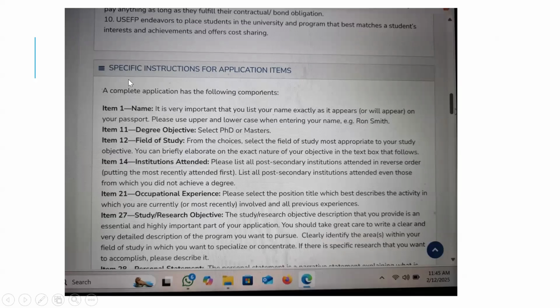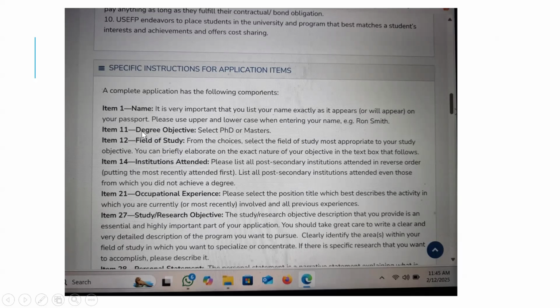All right. So, specific instructions on application items. There is item number one, in which you write your name. It is very important that you list your name exactly as it appears or will appear on your passport. Please use upper and lower case when entering your name.